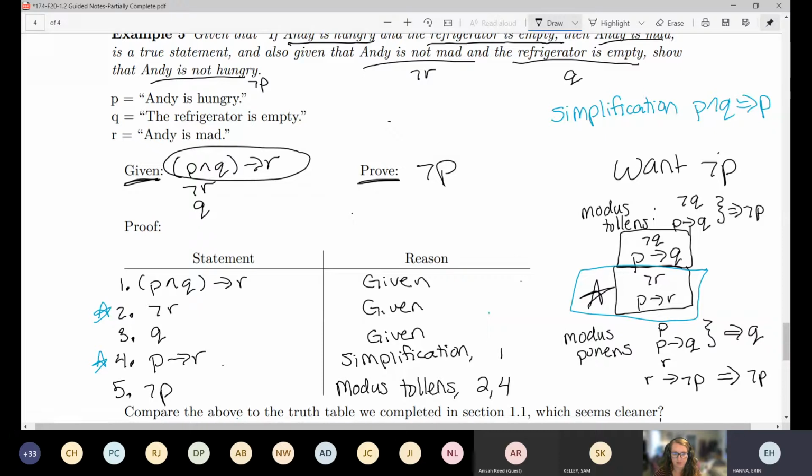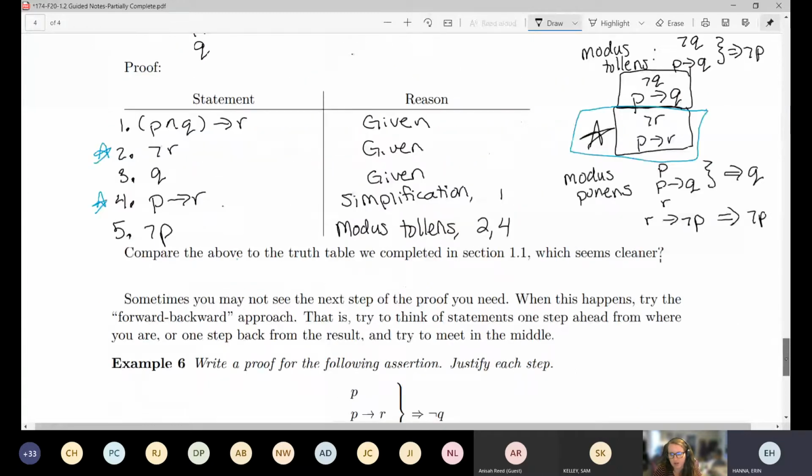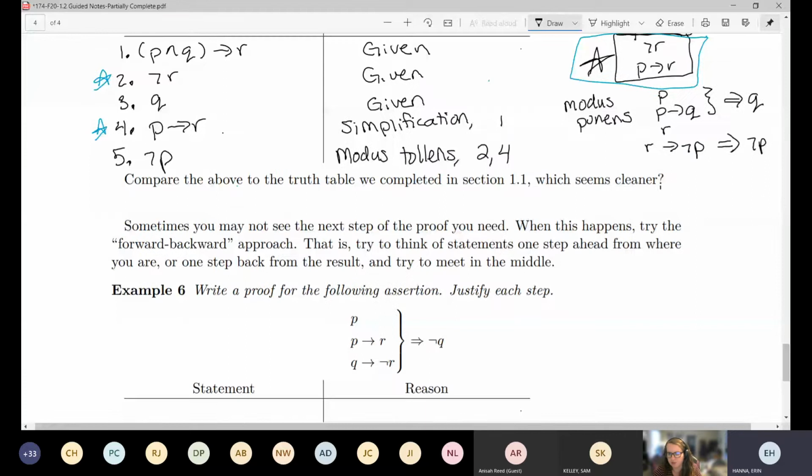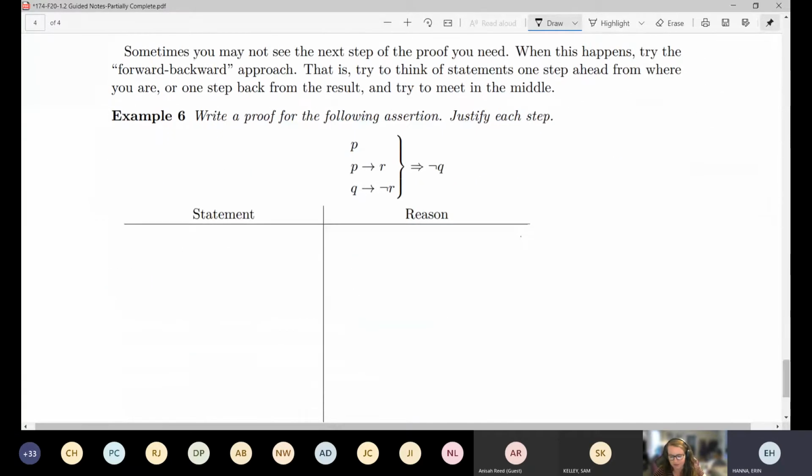And one more thing, I'm sorry. Okay, let's look at the next one then. First off, compare doing this with the truth table. Which one seems cleaner? This proof does, once you forget about all the scratch work you had to do off the side. Now some of you might say, well, I like the truth table better. Yeah, sometimes you do. But we have to get used to both ways here.